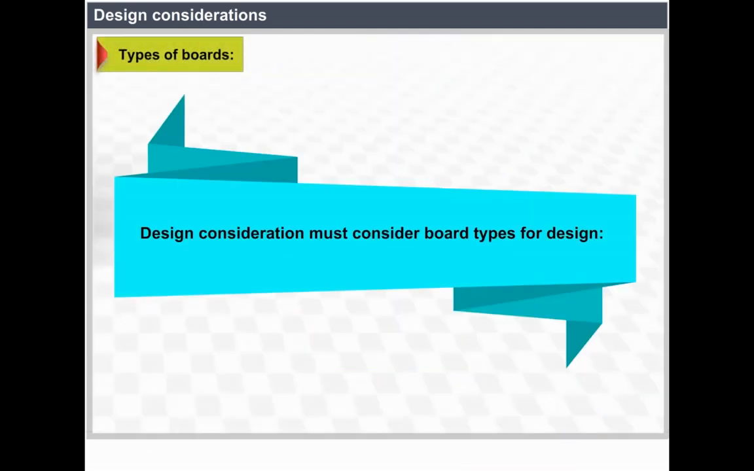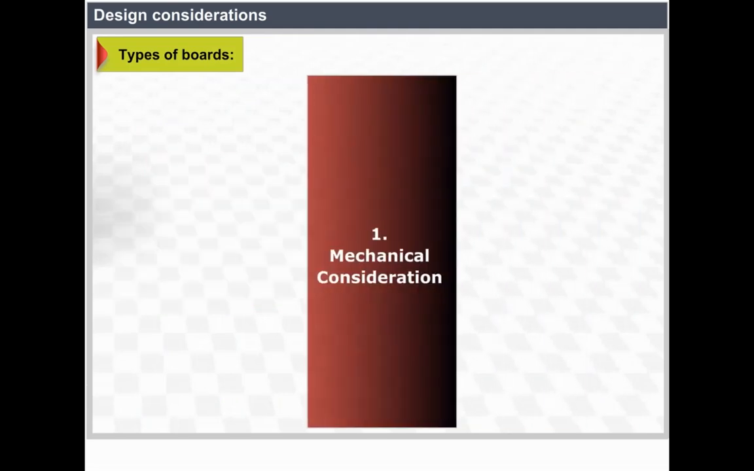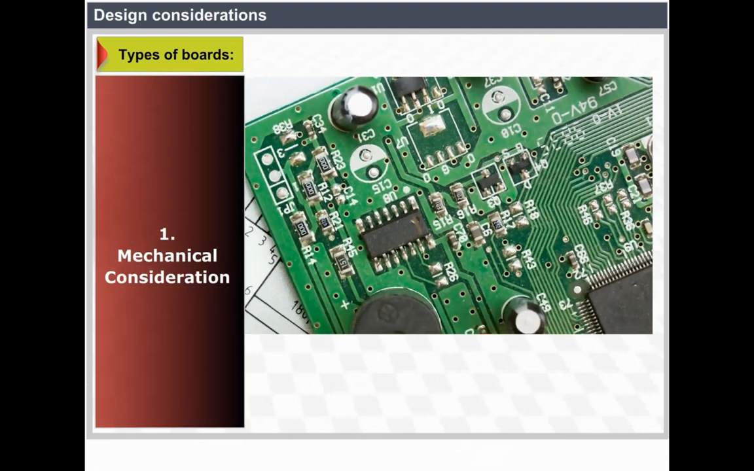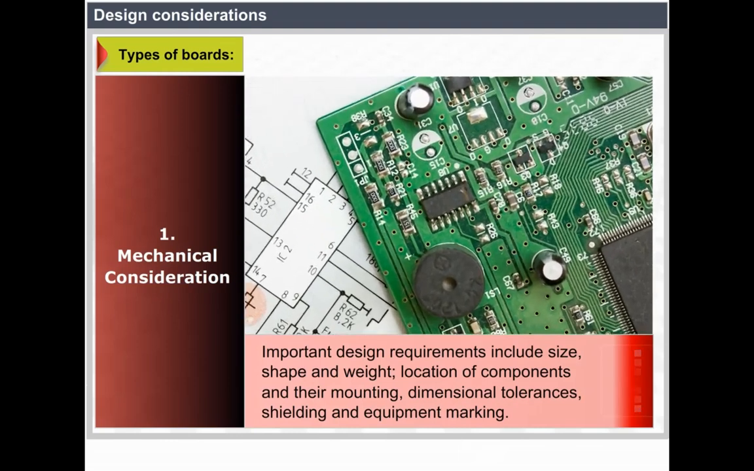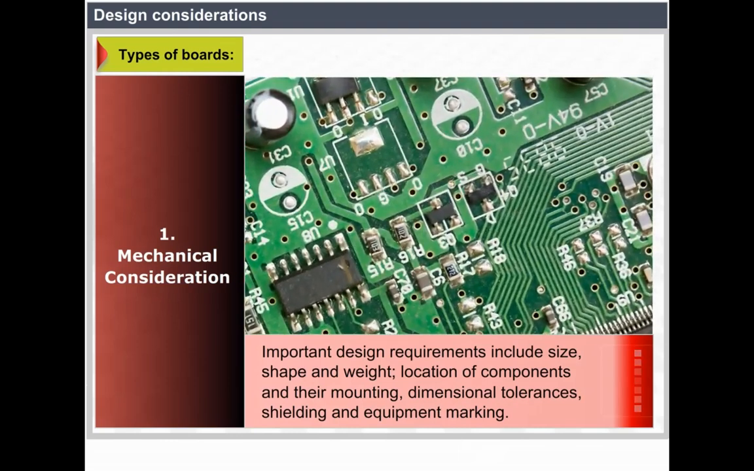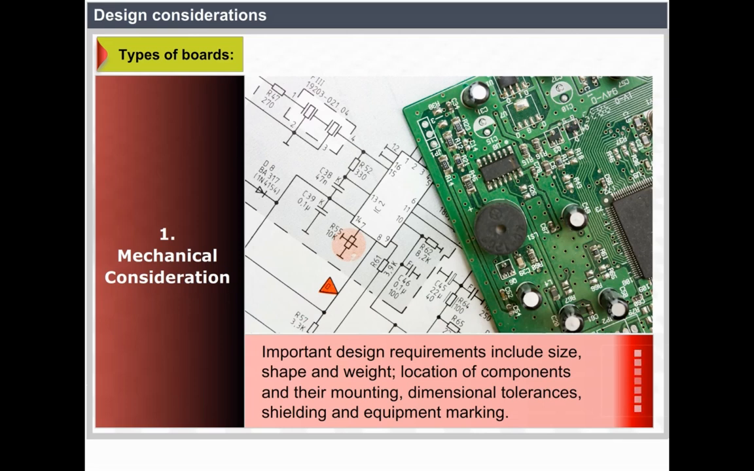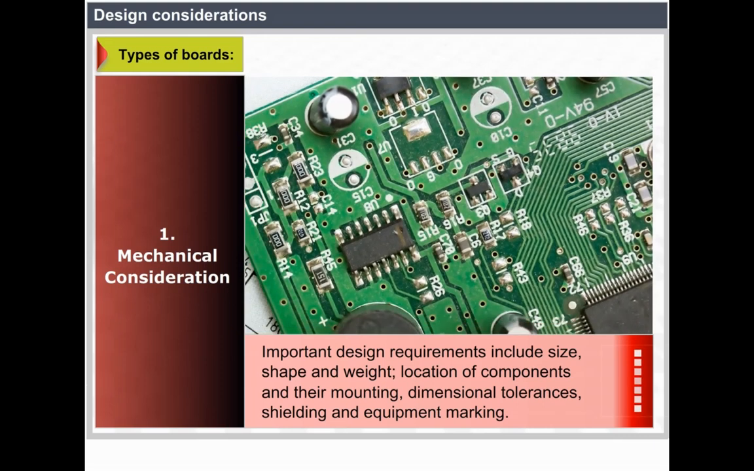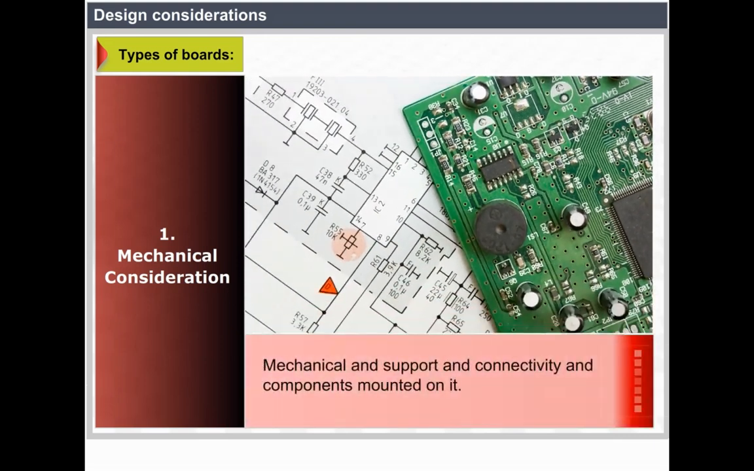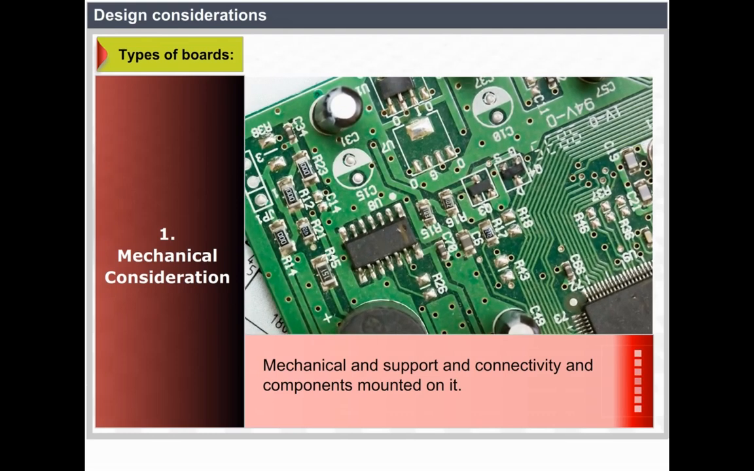Types of board. Design consideration must consider board types for the design. Mechanical considerations. Important design requirements include size, shape and weight, location of the components and their mounting, dimensional tolerances, shielding and equipment marking. Mechanical support and connectivity of components mounted on it.